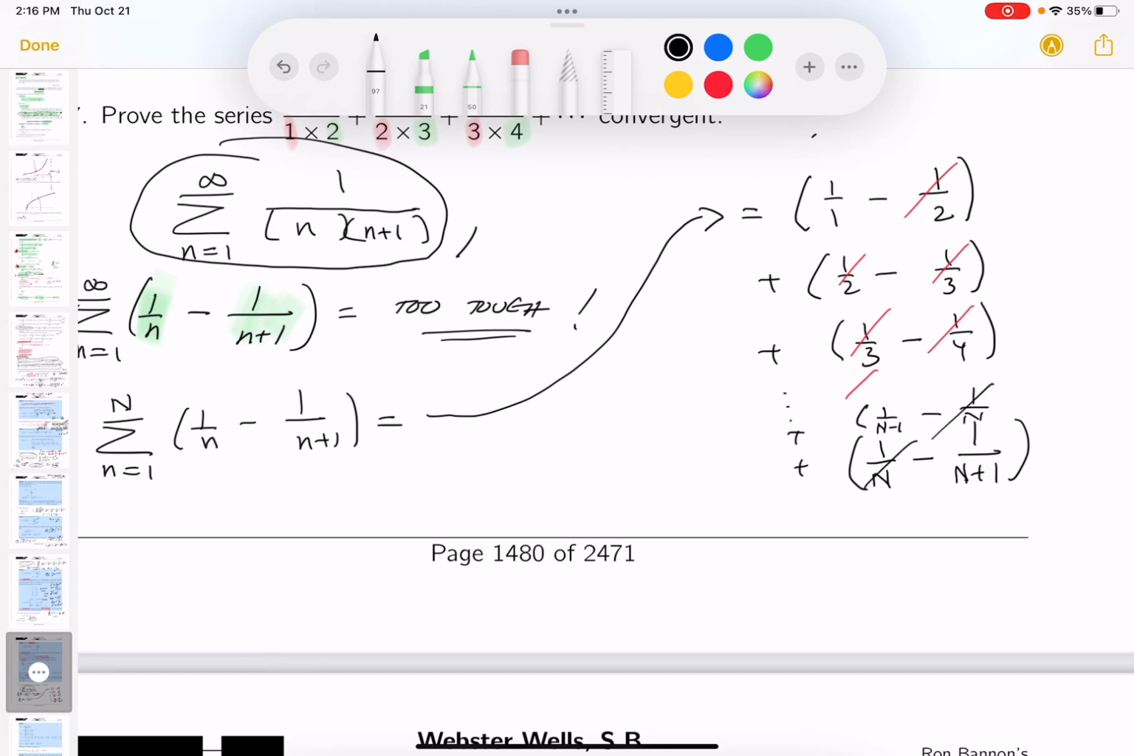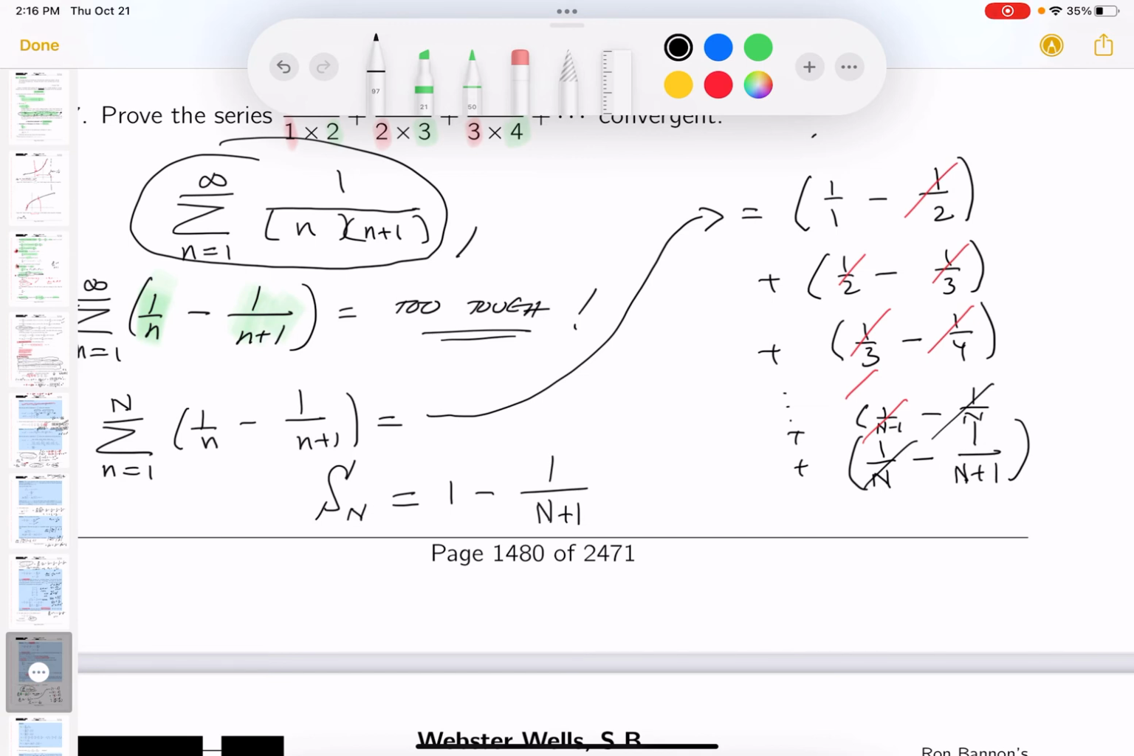So what would you get in that partial sum? Let me write that down. You would get 1 over 1. That's the first term. Everything else disappears, except for something. What doesn't disappear? Minus 1 over n plus 1. This is the partial sum. I'm going to call it S big N.